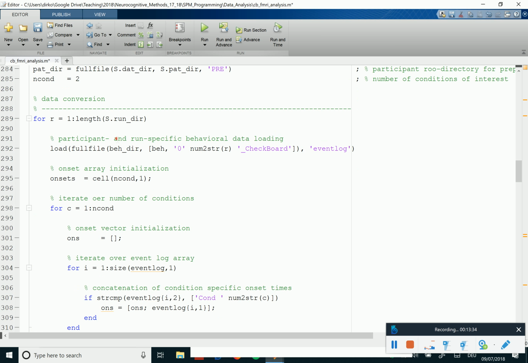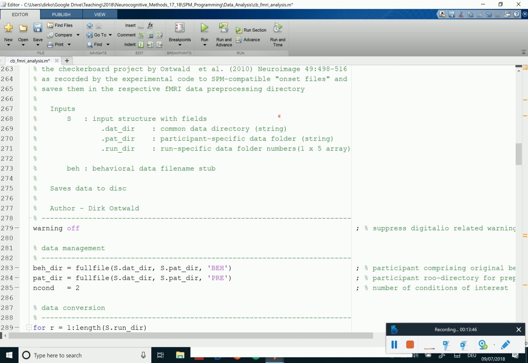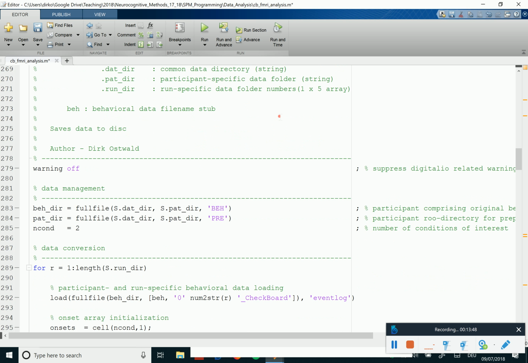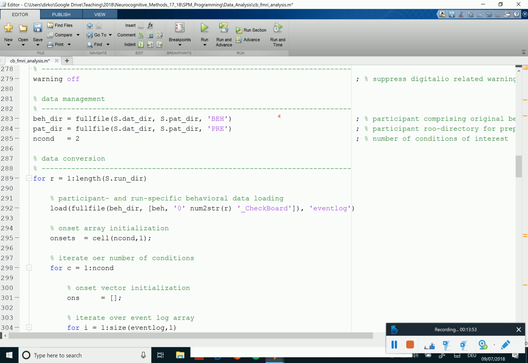So I wrote this little function, cbfMRI behavior, which turns the data as recorded by the experiment into onset files and saves these onset files in the EPI folders where we have the preprocessed data. So it's very simple what it does.